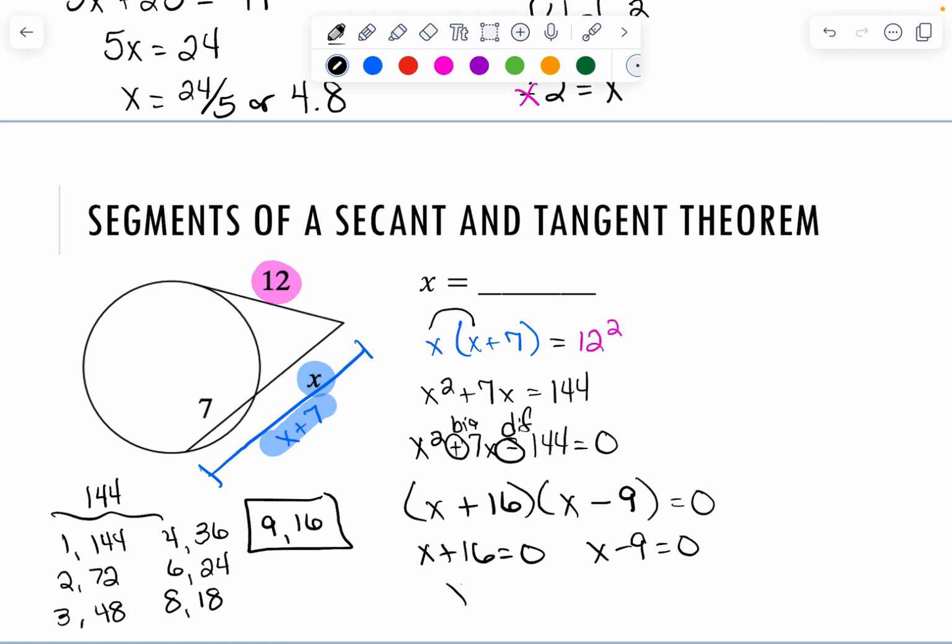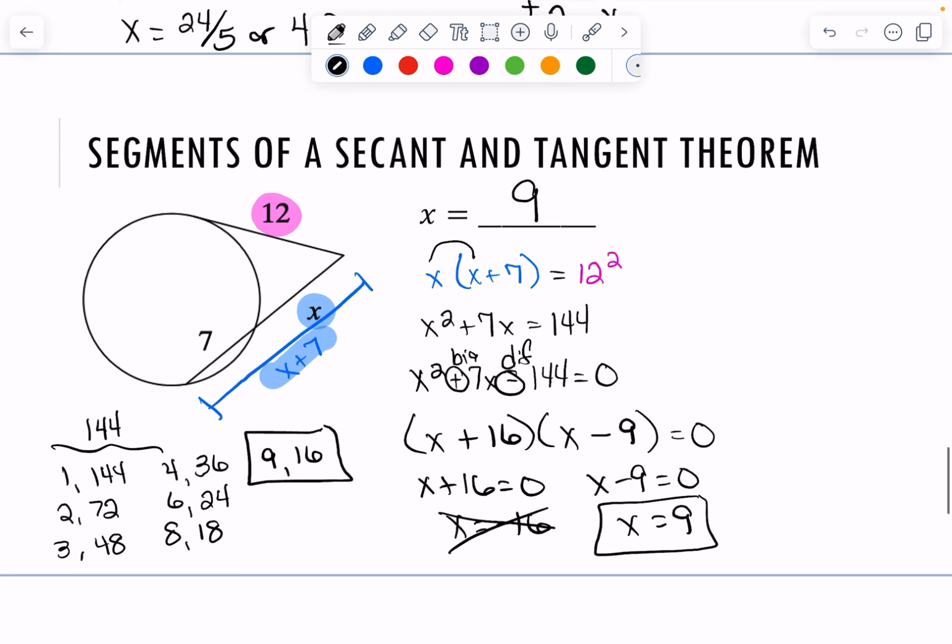And solve. So this one's going to give me x equals negative 16. This one's going to get me x equals 9. 9 works beautifully in it. Negative 16 won't, because it would give us a negative measurement. So x equals 9.